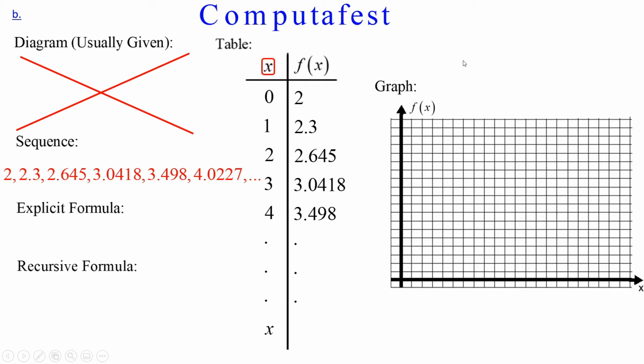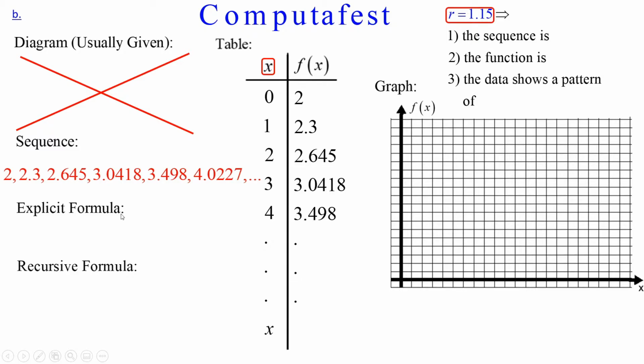Now remember, ComputerFest didn't have a pattern of change that was a common difference, it was a common ratio. We were multiplying by 1.15 every time to get these numbers. So what does r equals 1.15 really mean? Well, if I have a common ratio, I know that the sequence is geometric. I know then the function will be exponential, and so the data will show a pattern of exponential. And because my common ratio is greater than 1, that's going to be exponential growth. And we will see that in just a moment.